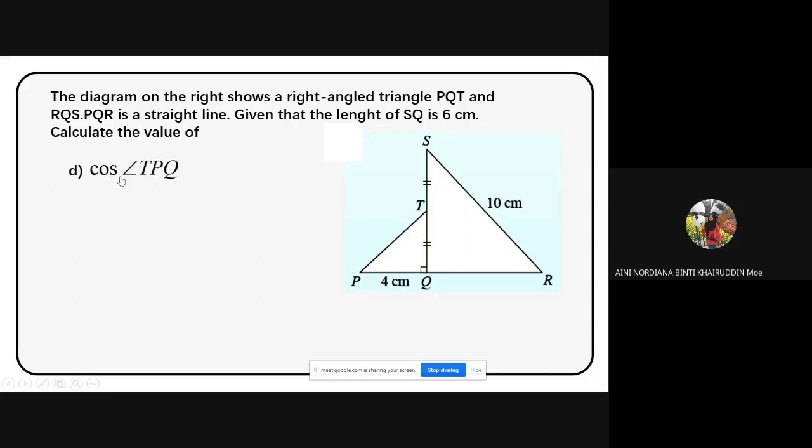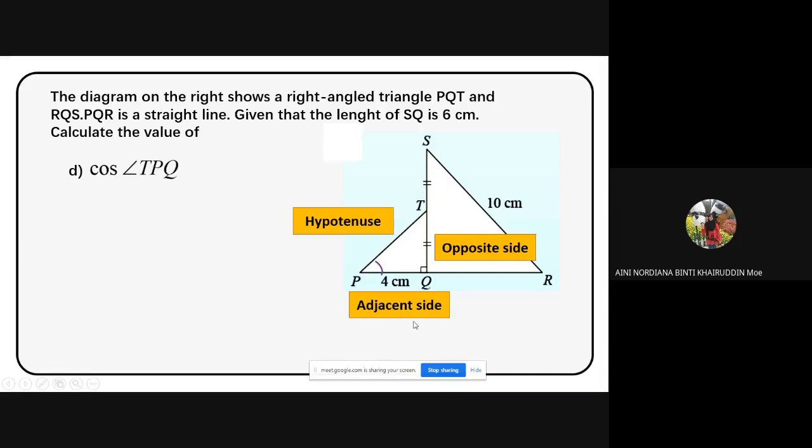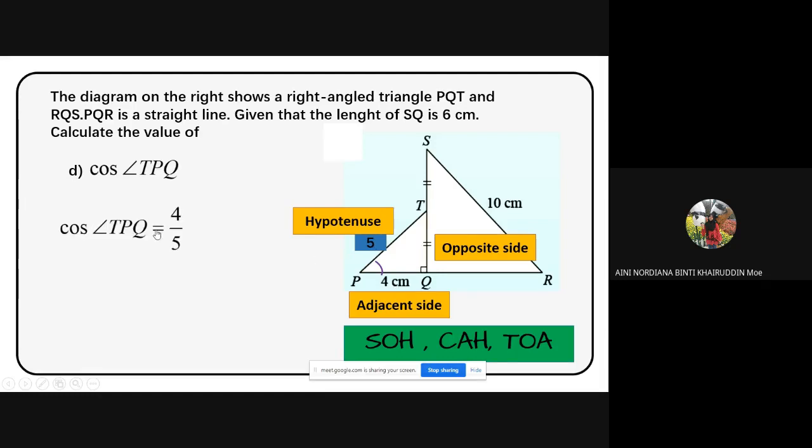So next, cos TPQ. Now the angle is at P, here. So this is the hypotenuse, this is the opposite side for angle P, and this is the adjacent side. Cos is CAH, which is adjacent over hypotenuse. Adjacent is 4, hypotenuse is 5. So cos is 4 over 5.